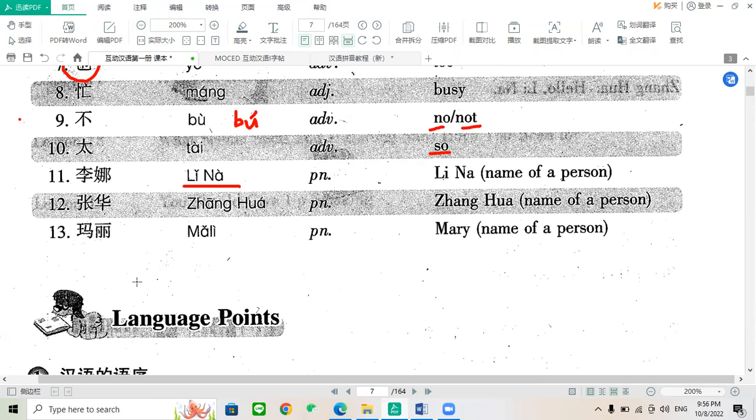And how about the second character? Na. Na, yes, very good. So we can say its name is Li Na, right? Li Na is usually a name of a woman or female. Why is it a female name? Because you can see in this character there is a radical of female, the radical of woman. So this name is used by females. Okay, Li Na.